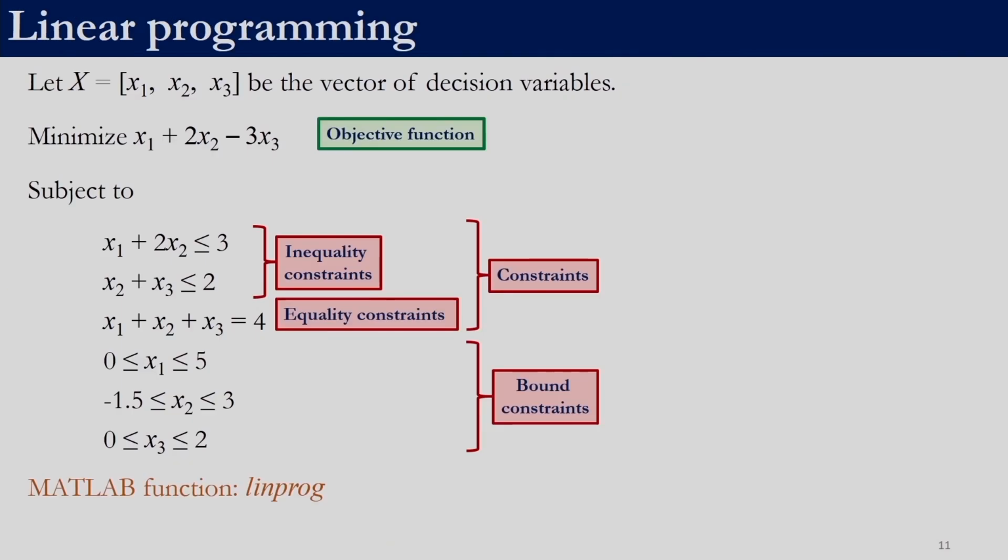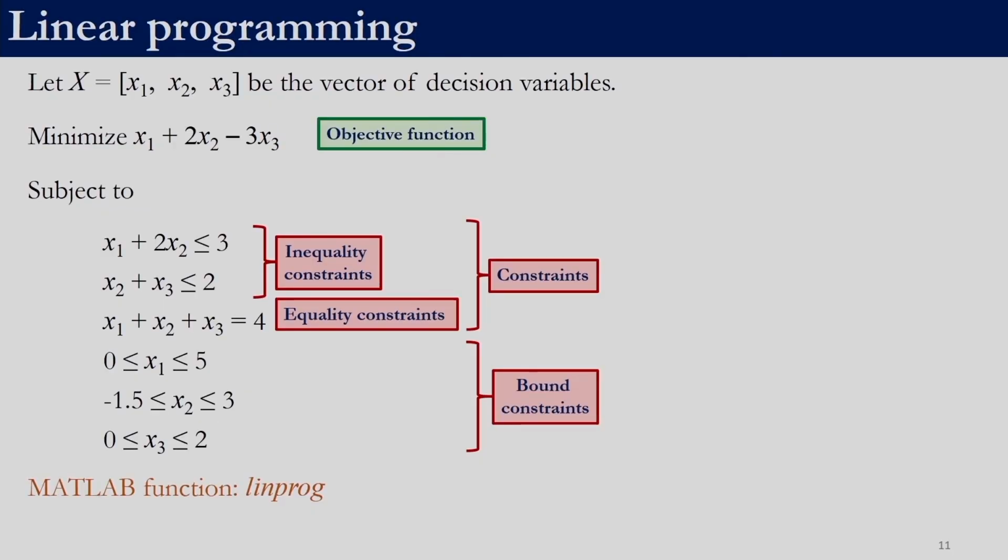The previous problem which we solved using linprog did not have an equality constraint. So we will look at an example wherein we have an equality constraint. The objective function that we have over here is x1 plus 2x2 minus 3x3. This is an optimization problem involving 3 variables. The decision variables are x1, x2 and x3. We have 2 inequality constraints, both of them are linear.